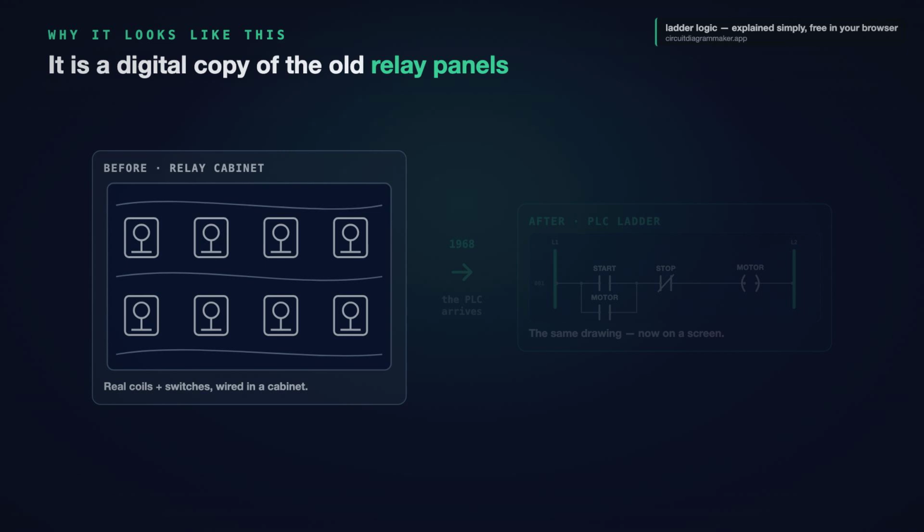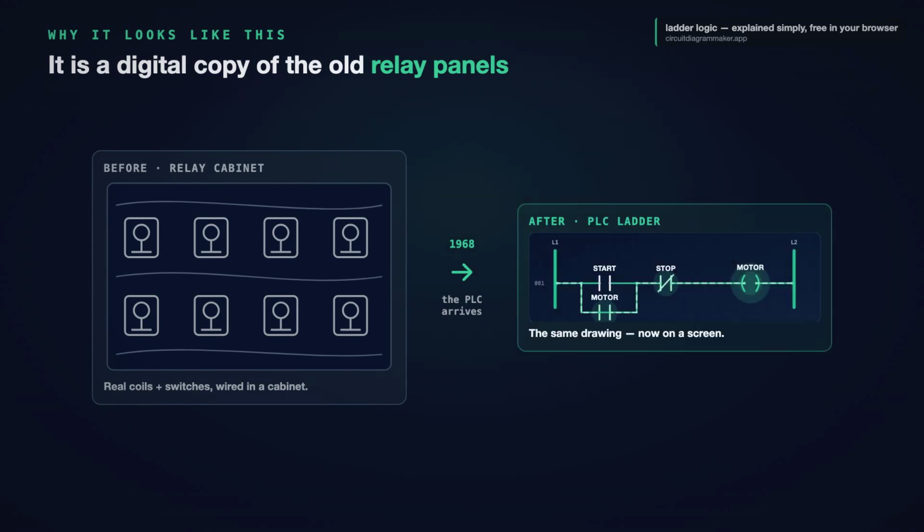When the PLC arrived in 1968, it had one job: replace those relay cabinets. So it kept the drawing the electricians already trusted. Relay ladder logic simply became PLC ladder logic, almost unchanged. That is the secret to why it has lasted. It was never new. It was familiar, and familiar won.